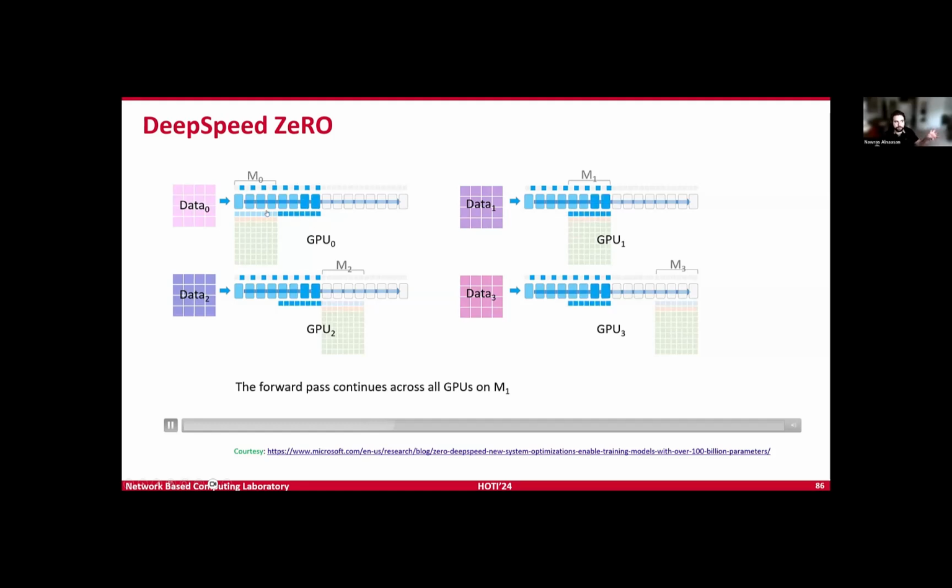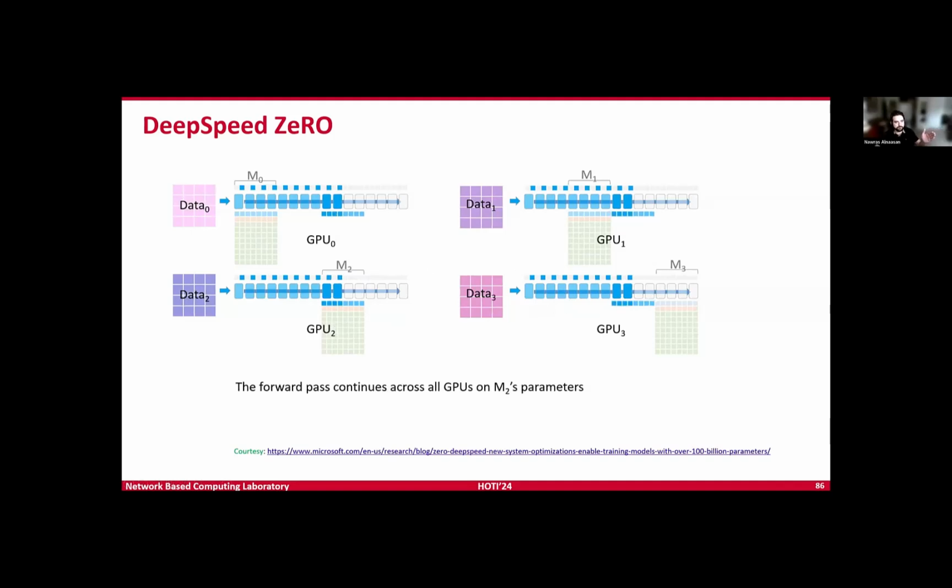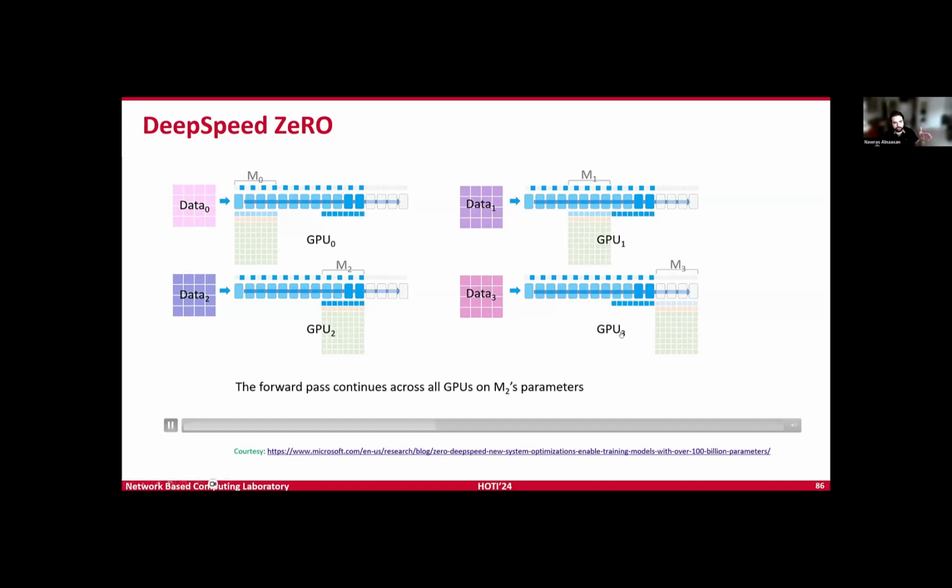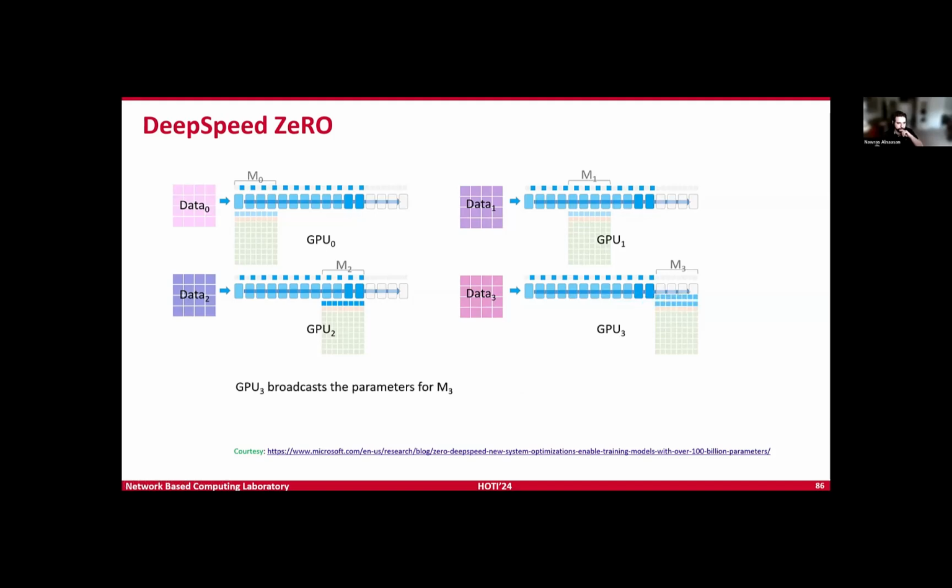And remember, in the forward pass, we only need the parameters themselves. So we only care about this very thin line, the thin blue line, for the forward pass. And we're going to do that for all of the segments, or all of the shards. So GPU 2 now will send to all of the GPUs. We'll continue in the forward pass. And then finally, GPU 3 will send to all of the other GPUs. And that will conclude the forward pass.